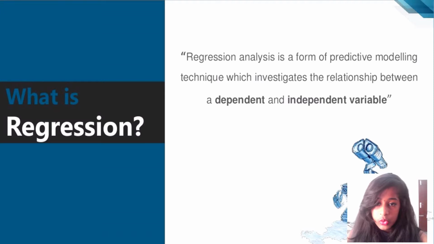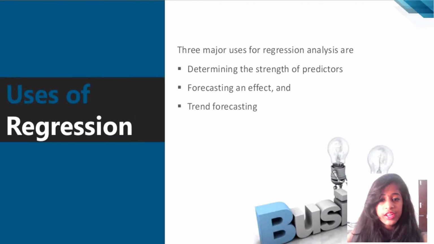Before that, let's see the uses of linear regression. So let's check the uses of regression now. There are three main uses of regression. First, determining the strength of predictors. We need to know the strength of predictors, and for that, regression is used a lot. Second, forecasting an effect, and third, trend forecasting. It's going to forecast an effect, and also it's going to do the trend forecasting.